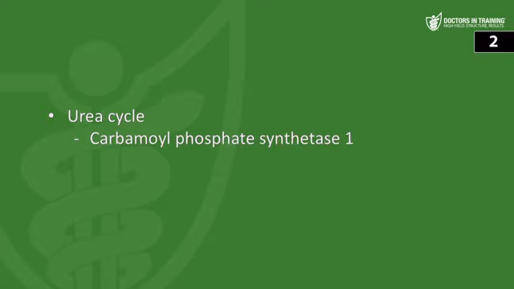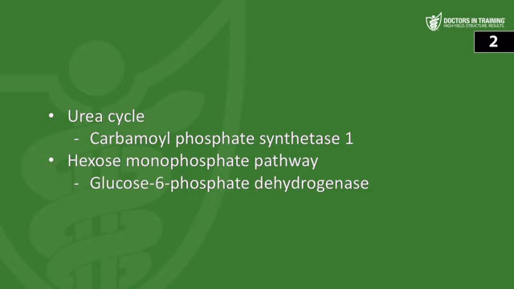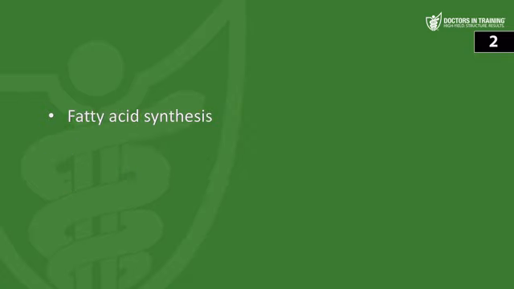Next, what is the rate-limiting enzyme for each of the following metabolic pathways? So first we have the urea cycle. Think of carbamoyl phosphate synthetase 1. Next we have hexose monophosphate pathway. That's going to be glucose-6-phosphate dehydrogenase. Fatty acid synthesis. Think of acetyl-CoA carboxylase.